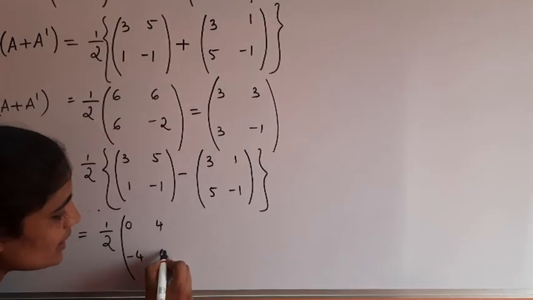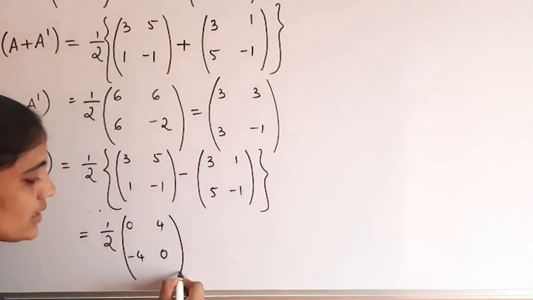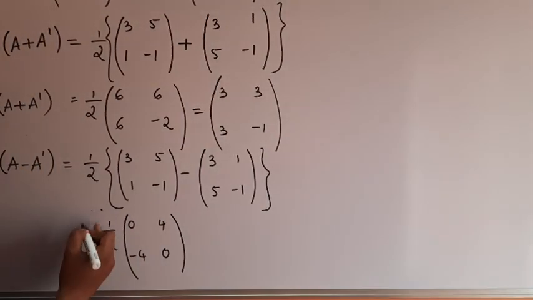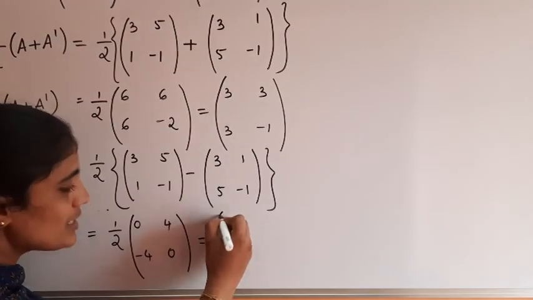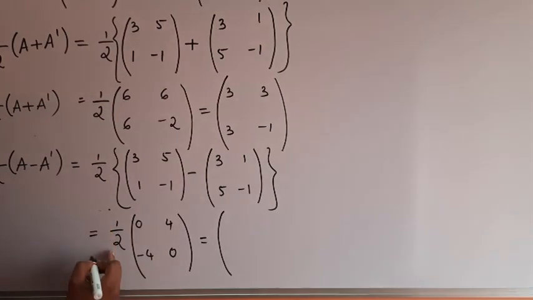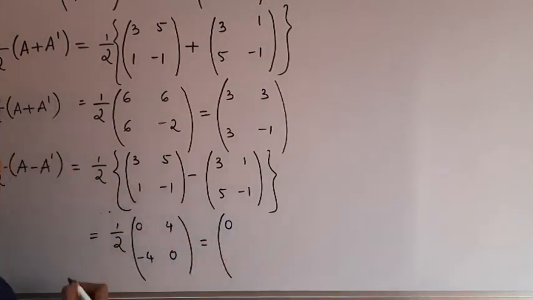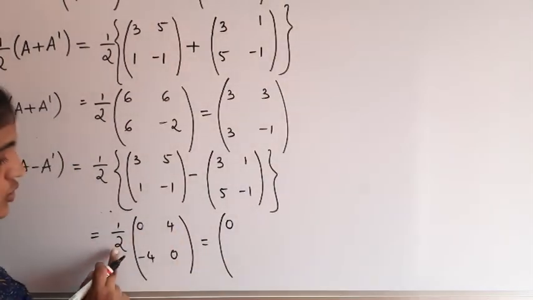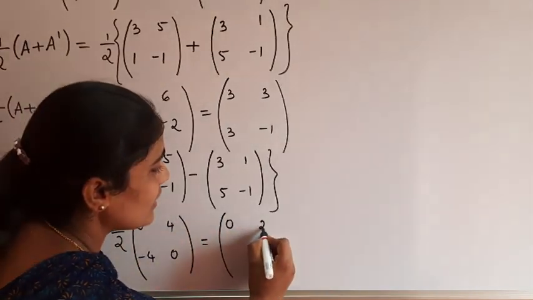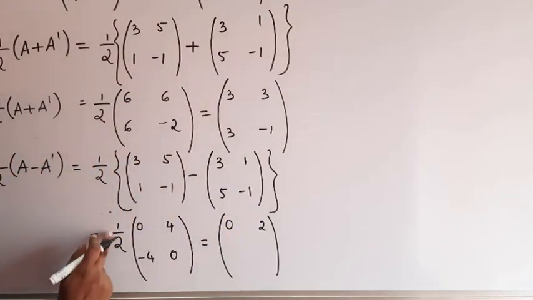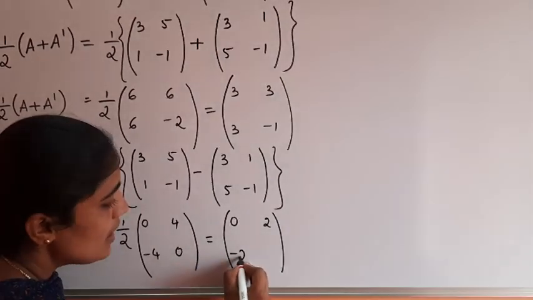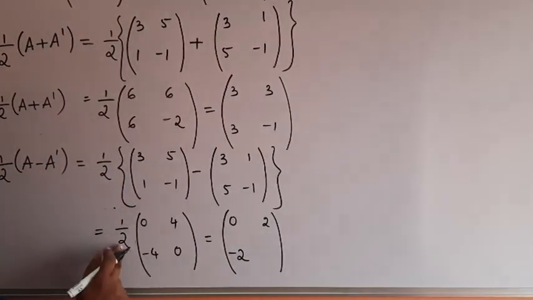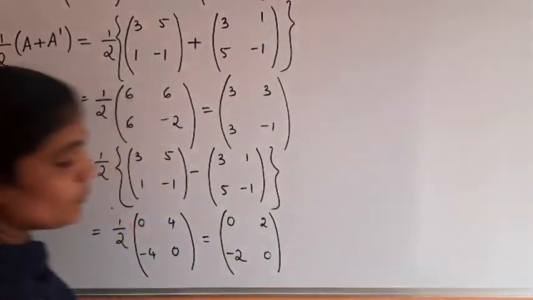So minus 1 plus 1 gets cancelled. We get 0. Okay. So now multiply this 1 by 2 inside the matrix for each element. So if we multiply, here we get 1 by 2 into 0 is 0 itself. 1 by 2 into 4. So 2 ones are 2, twos get cancelled. We get 2. Okay. So 1 by 2 into minus 4. So 2 ones are 2, twos get cancelled. We get minus 2. 1 by 2 into 0 is 0.